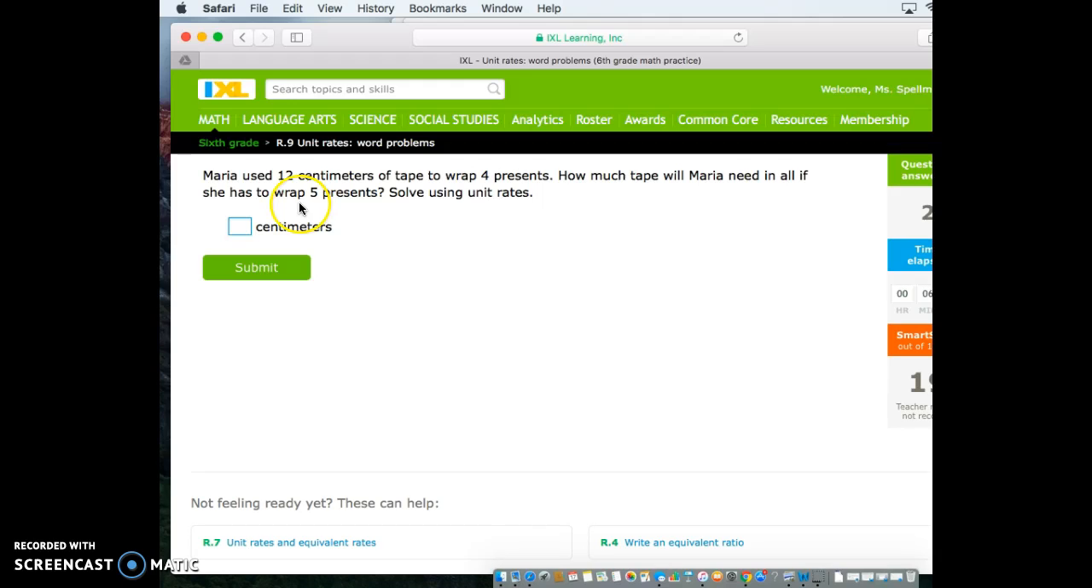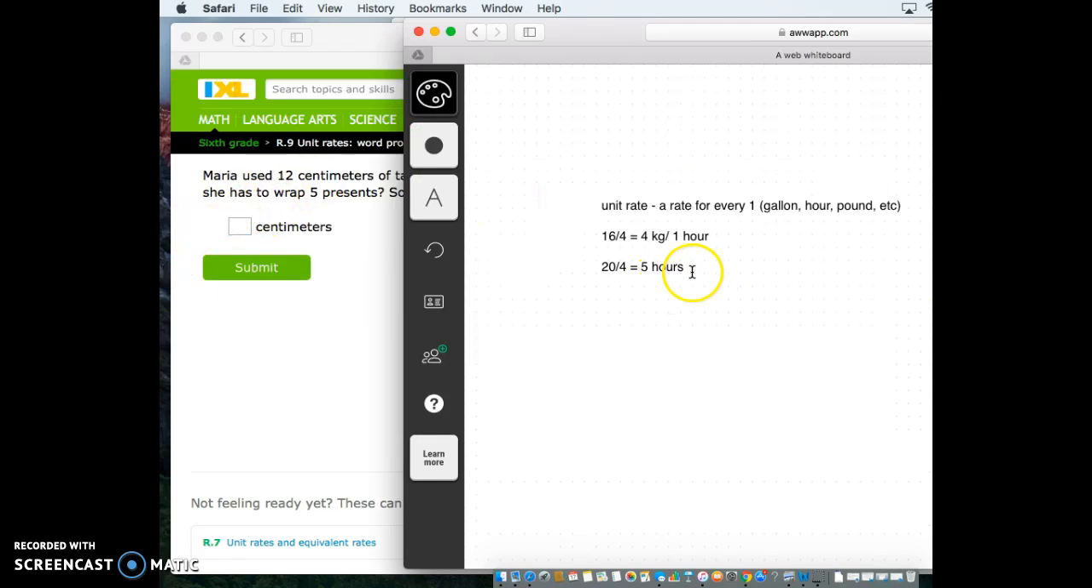Maria used 12 centimeters of tape to wrap 4 presents. How much tape will Maria need in all if she has to wrap 5 presents? Solve using unit rates. So she used 12 centimeters for 4 presents. So we need to figure out how many centimeters she needs for 1 present. 12 centimeters for 4 presents equals 3 centimeters for 1 present.